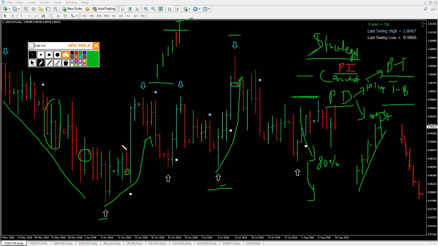So over here we can look to enter on the high of this bar, or we can look to enter on the 50% mid-range. This is something that we talk about in the live trading evenings, the 50% mid-range. Or we can even use ATR levels as well, which is a bit more advanced.